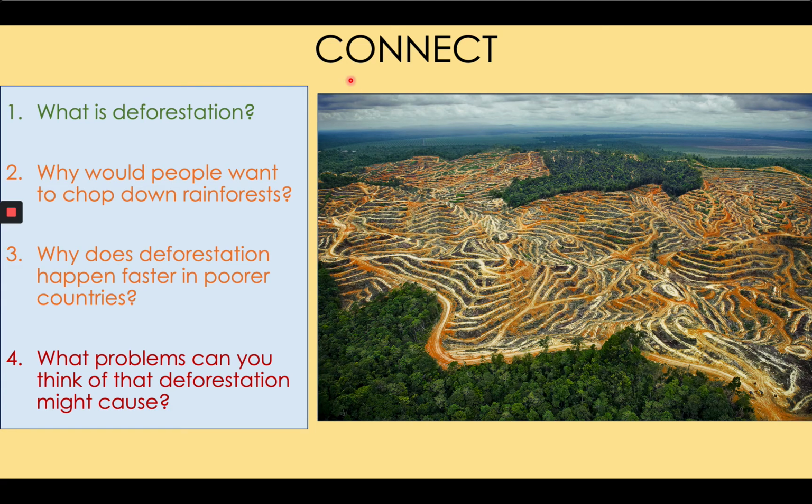4. What problems can you think of that deforestation, like you see in this photo, might cause? You will see the problems this causes in future lessons, but I'm going to introduce you to some ideas. Deforestation causes water pollution. It causes climate change, it causes forest fires, and it causes a loss of medicines for human beings around the world. I'm going to show you why in future lessons, but it's important to understand that rainforests matter.